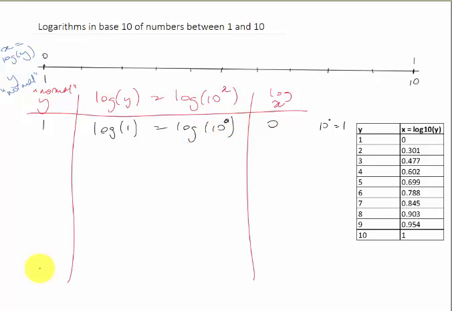Sorry for misspeaking there. And then here we've got the normal number 10, and so the logarithm of 10 is the logarithm of 10 to the power 1. 10 to the power 1 is equal to 10, and so the logarithm is 1. So as I say, our logarithms run between 0 and 1, and our normal numbers will run between 1 and 10. So now let's look at some convenient numbers in between that.